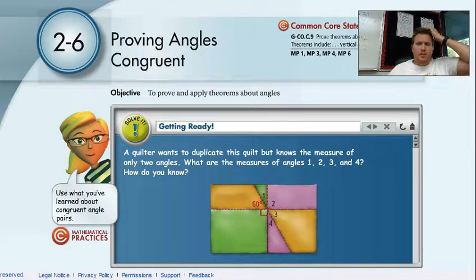Alright, welcome. This is 2.6, proving angles are congruent. So you're going to make sure that you have that at the top of your header. And our objective, yes, you guessed it, is to prove and apply theorems about angles. Alright, so here we go.